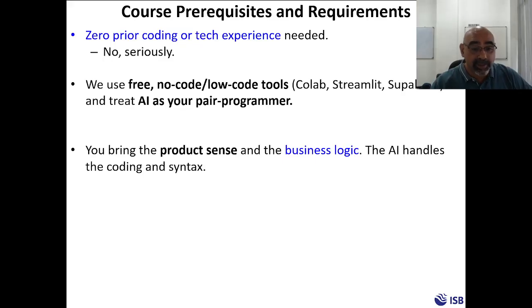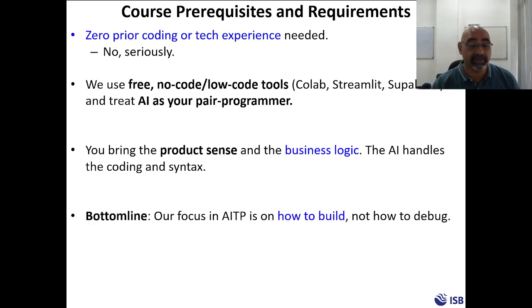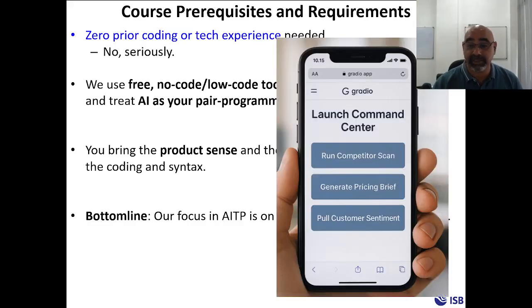So what do you bring? You bring product sense and business logic. Yep. User needs, business needs. The AI handles the coding, the syntax, the architecting, and so on. That part will be taken care of. So the bottom line is our focus in AITP is how to build and not how to debug. Okay, so build products, build automated processes that can be deployed and shared and distributed with others.